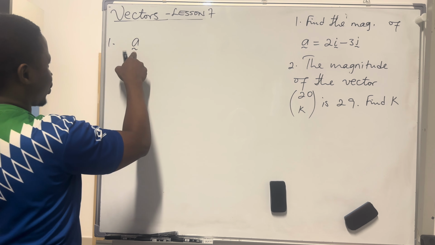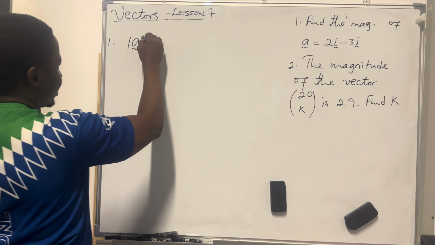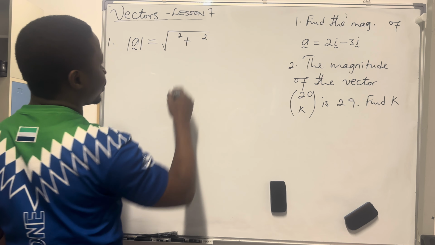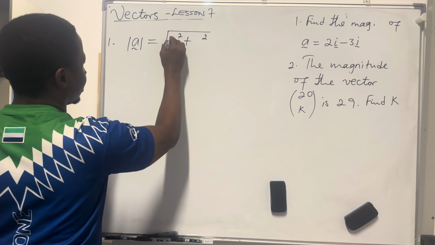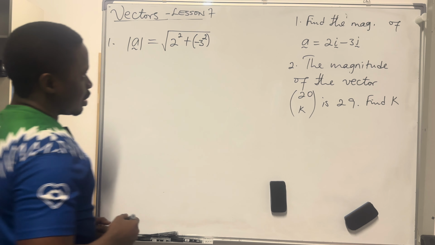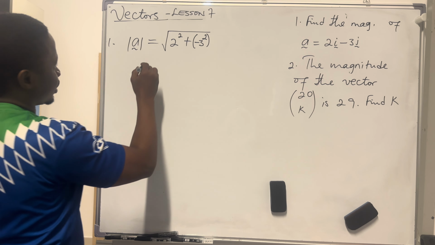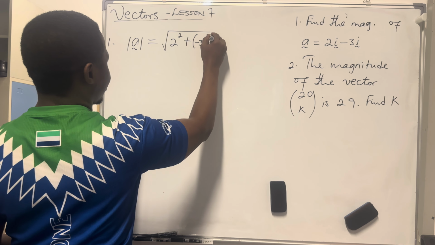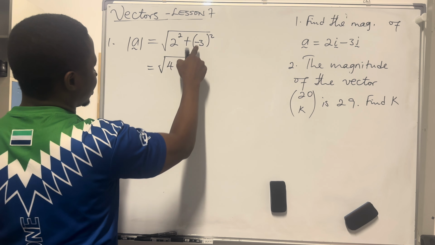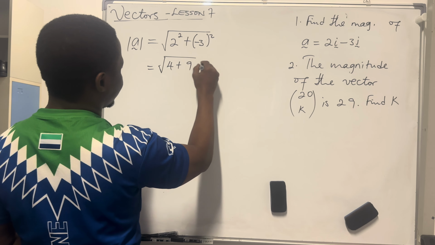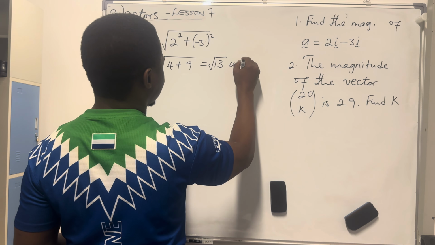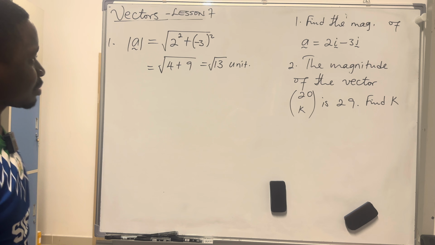The magnitude of this vector A, denoted like this, is equal to the square root of the sum of the squares of the components 2 and minus 3. I hope it is clear. Or you can write it outside, no problem. So this is equal to 4 plus minus 3 squared, which is 9. So this will give us what? This will give us 13. So this is the magnitude of vector A.